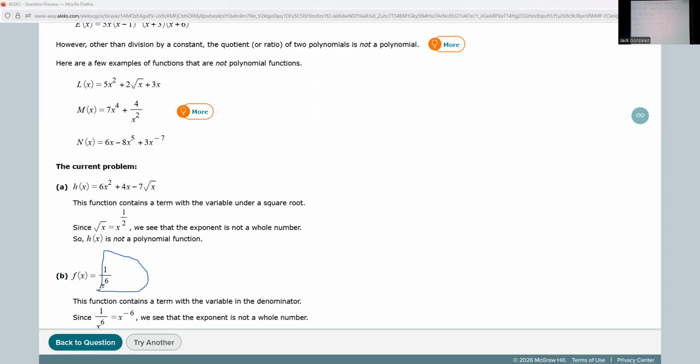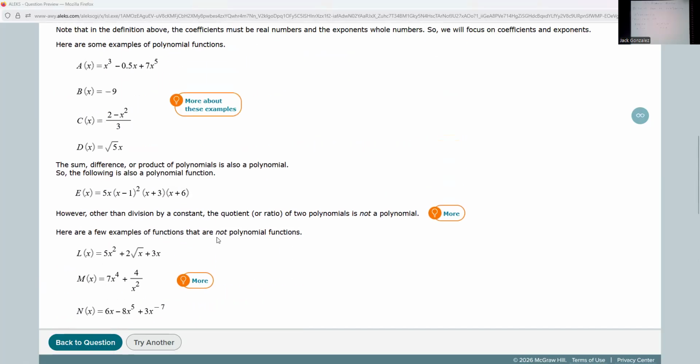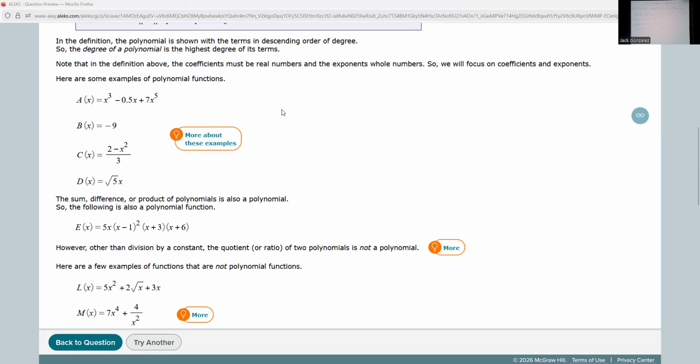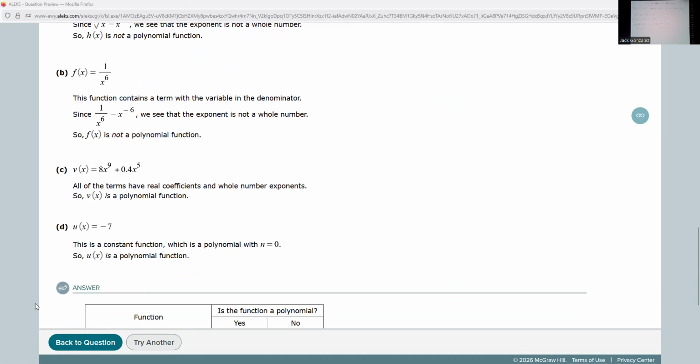This term is not a whole number because when you bring the x to the 6 to the top, it becomes negative, right? Using the property. We said it has to be a whole number, so we mean positive numbers. That's a negative integer, so no. Over here though, the powers are 9 and 5, so we're fine. No big deal. This is a constant function, it's just a number. All constants are polynomials.